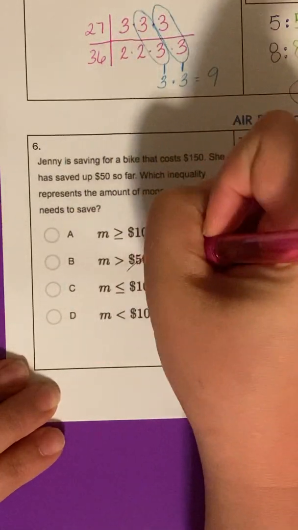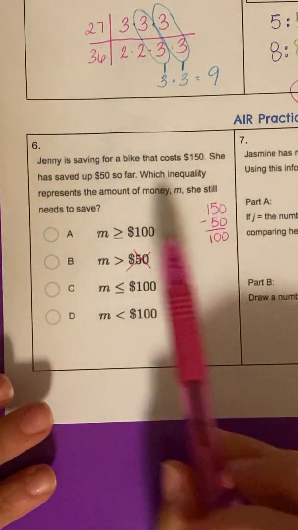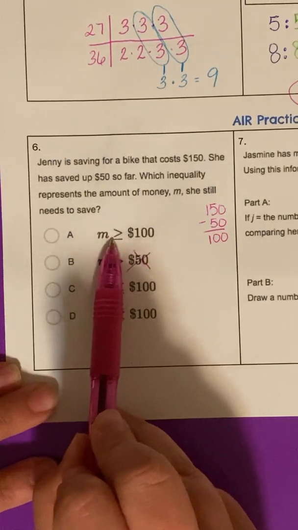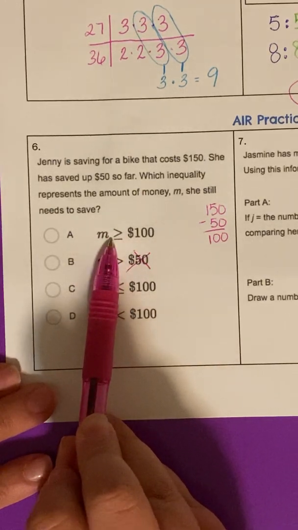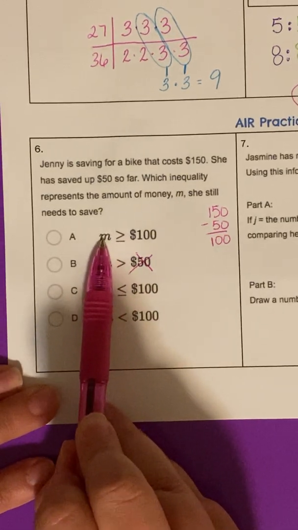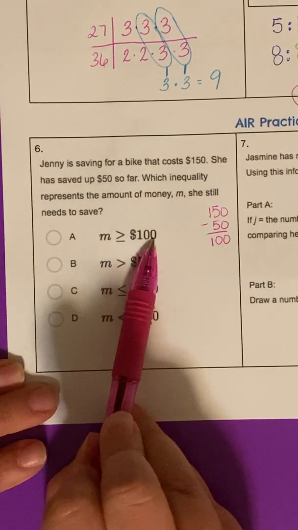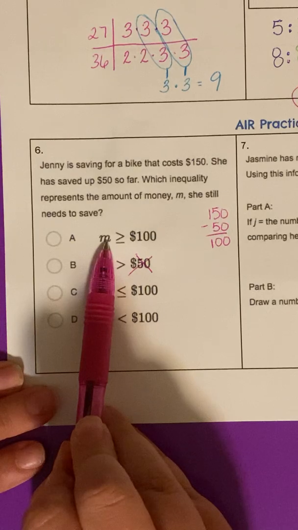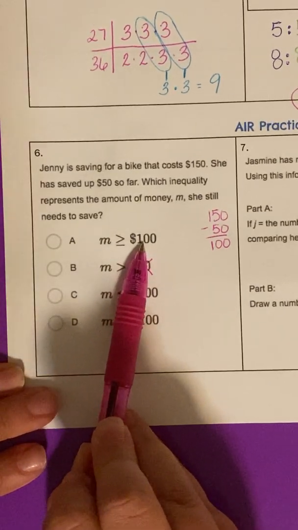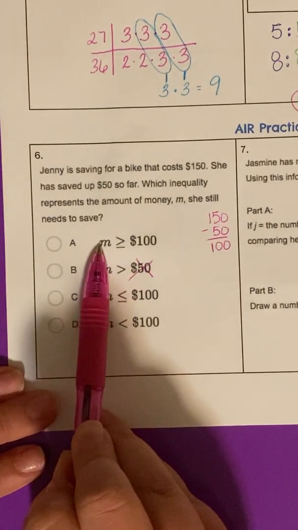So we can get rid of B right away, because not $50. That's how much she saved already. Now, when you have a symbol that looks like this, the big mouth is going to eat the bigger numbers. So M is greater than, because the bigger mouth is pointing to the M, so that's going to be bigger. So M is greater than or equal to $100. This is saying she needs to save more than or equal to $100. So that should be our answer.